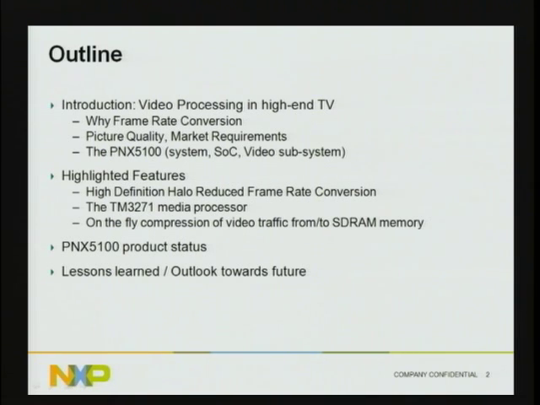The first one is the application itself, and I will want to say a little bit about how we tackled that one, which is the frame rate conversion. The second one is the computing engine, the heart of the product that does all the number crunching to enable this functionality, which is the Trimedia 3271 media processor. And thirdly, I will discuss briefly a technology which we call on-the-fly compression of video traffic to and from SDRAM, actually to reduce that bottleneck that we have there.